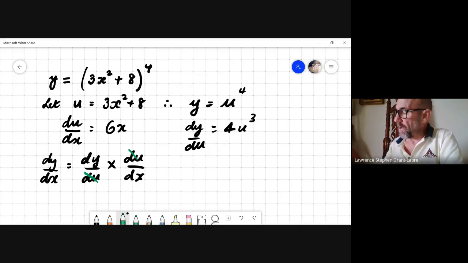So let's go through and replace dy du with 4u cubed. Notice that's just the derivative of the bracket, but now we have to multiply by du dx, which is 6x.